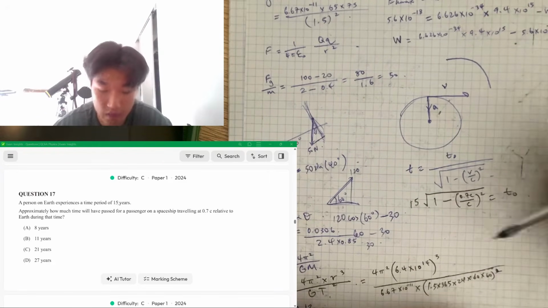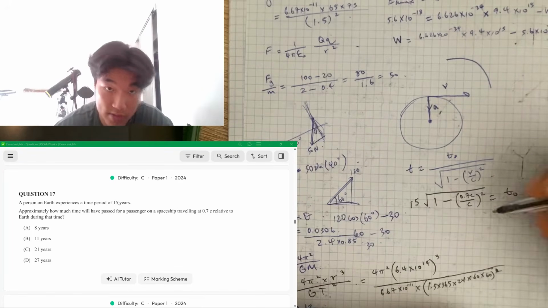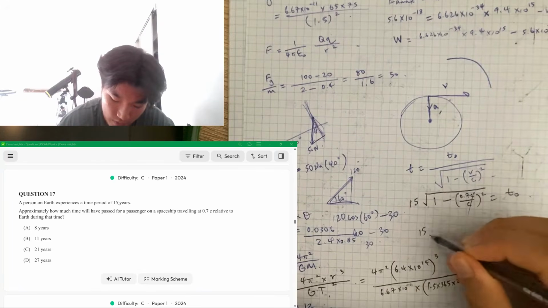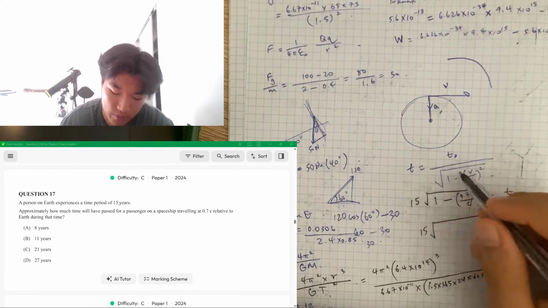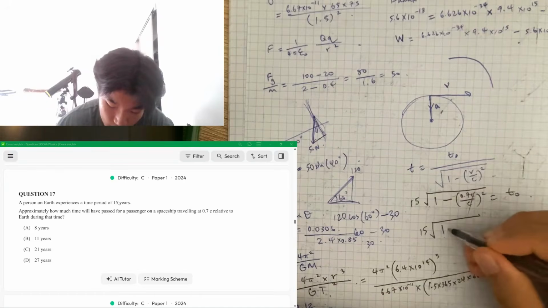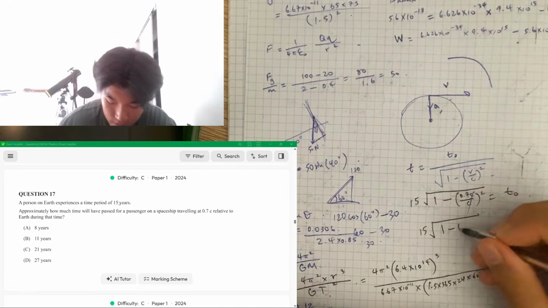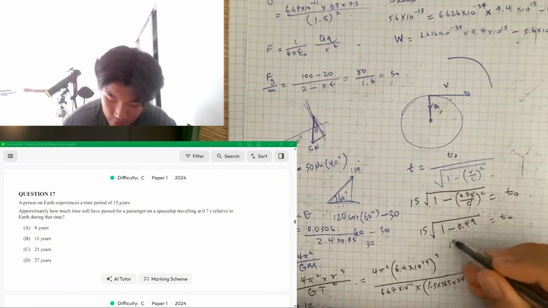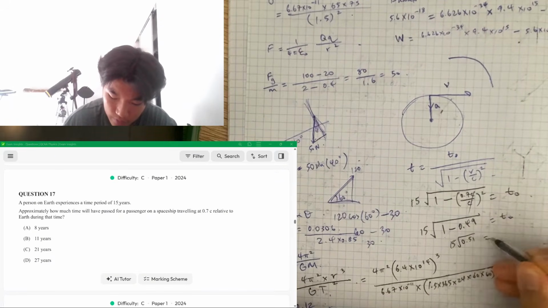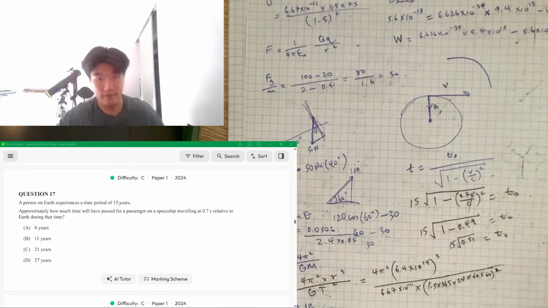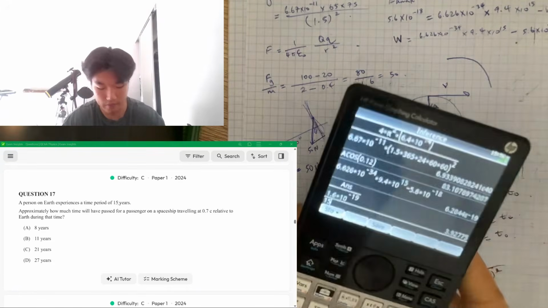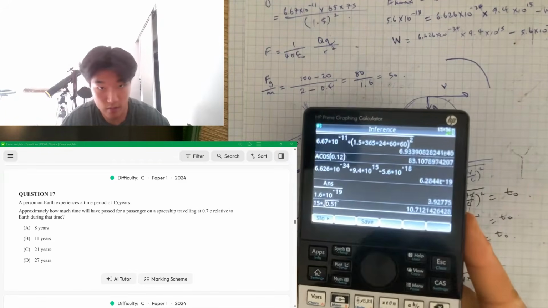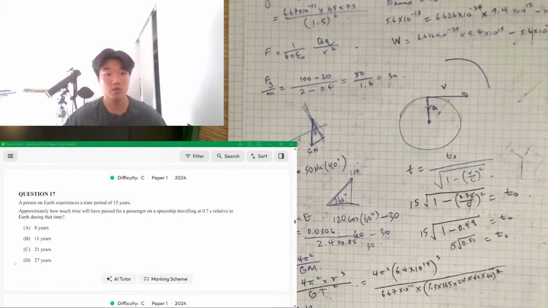So all we're doing is subbing in the values. So v is 0.7c. The c's cancel, leaving us with 15 square root. So I multiply by the square root on both sides. 0.7 squared is just 0.49. And then you get 15 square root 0.51. 15 multiplied by the square root. So you get 10.7, which is around 11, so it would be B.